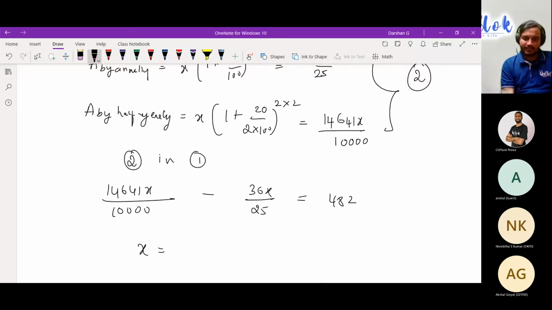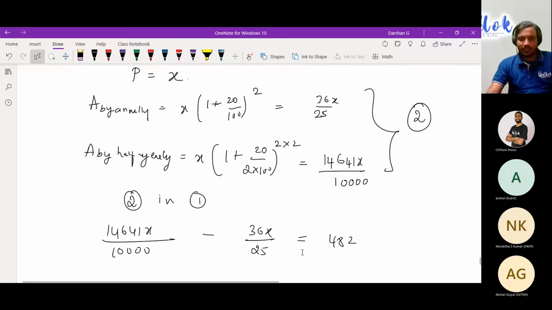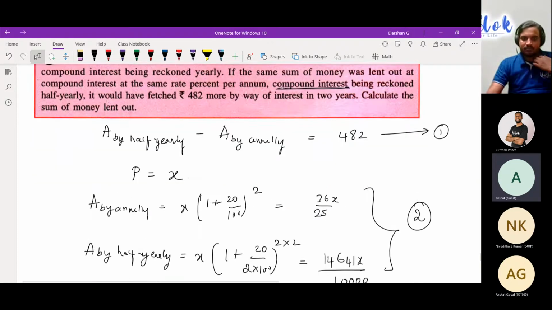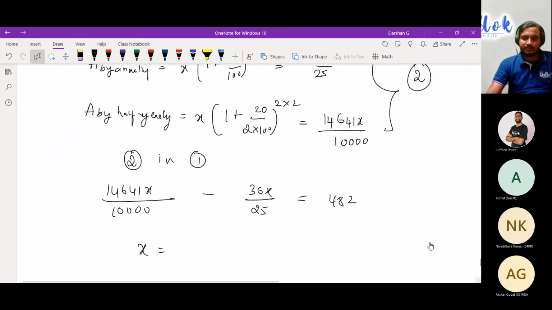Try and find x. Sir, we have to find the principal, right? Yeah, principal is x itself. Sir, is the answer 20,000 rupees? Yeah, that's right.